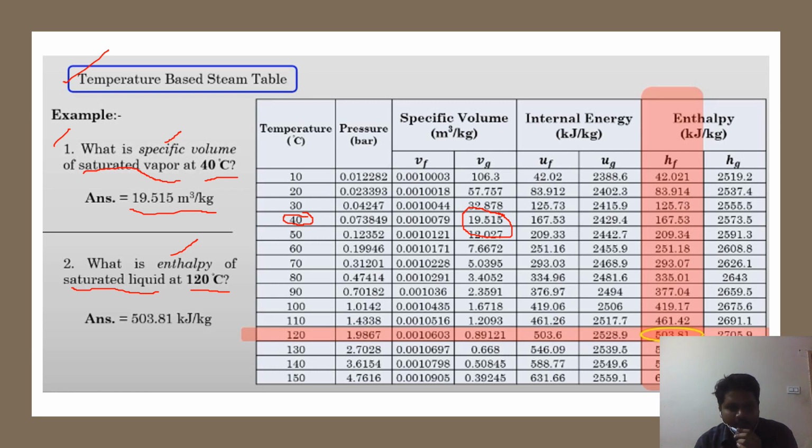If you look at this steam table, at 120 it is already highlighted here. At 120 degrees centigrade, the last column is the enthalpy column, and hf means enthalpy of the saturated liquid. So the value is 503.81 kilojoule per kg. So the answer is 503.81 kilojoule per kg.